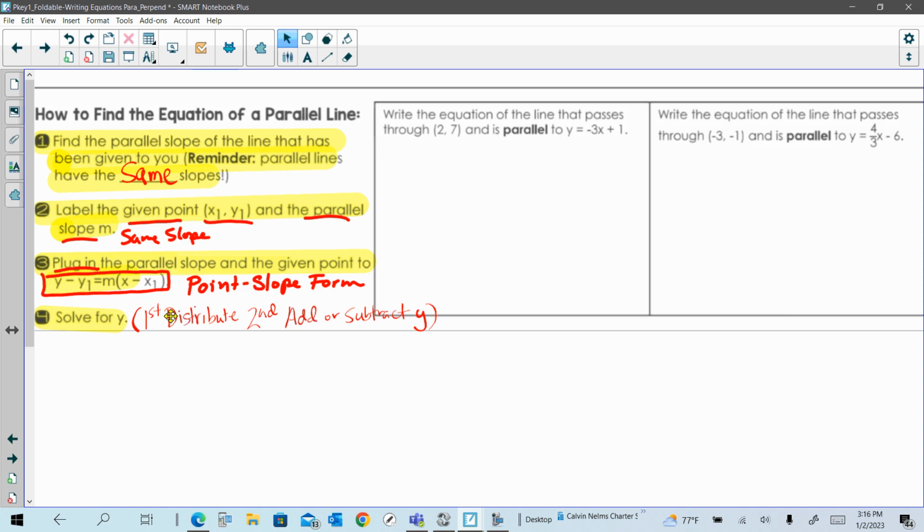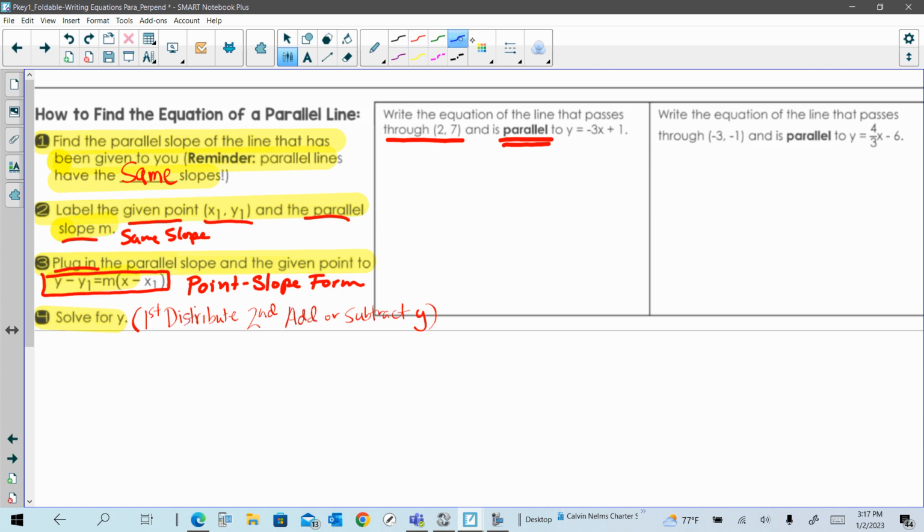All right, so here is our example that I want us to do together, and then I want to see your ability to complete the second one. So we have writing the equation of a line that is, hold on, let me make sure I get this right. A line that is going to pass through our point 2, 7, and it's going to be parallel to this equation y equals negative 3x plus 1.